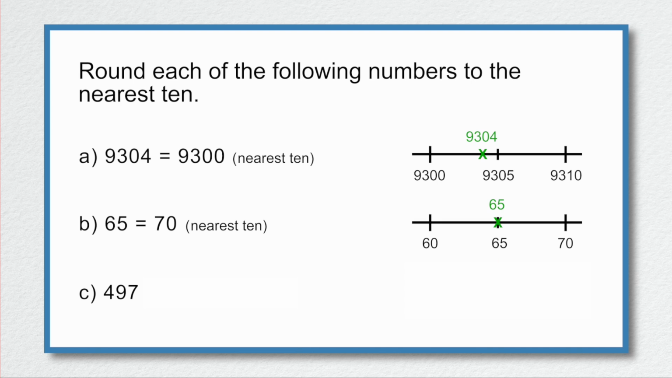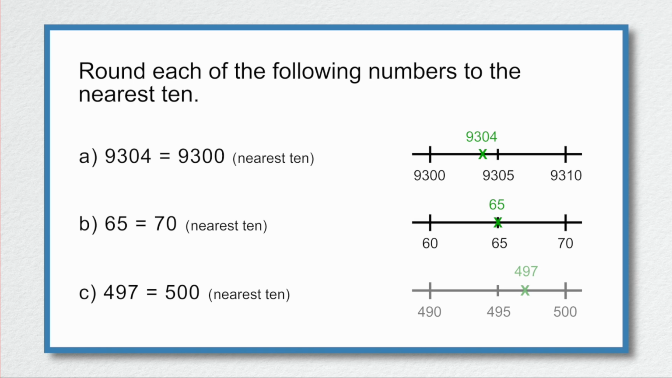And finally, round 497 to the nearest 10. Well, there's our cut-off point. So do we keep this 9 the same or do we round it up? And we look at the 7. And because this is 5 or more, we round the 9 up to 10, which means we put a naught in the tens column, and this 4, which is 400s, becomes 500s. So 497 is equal to 500 to the nearest 10.